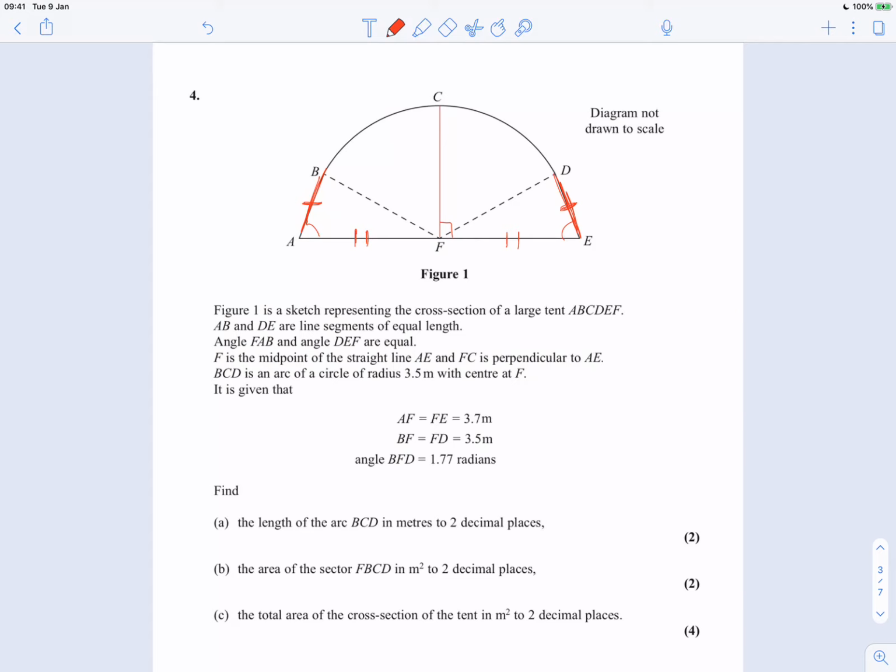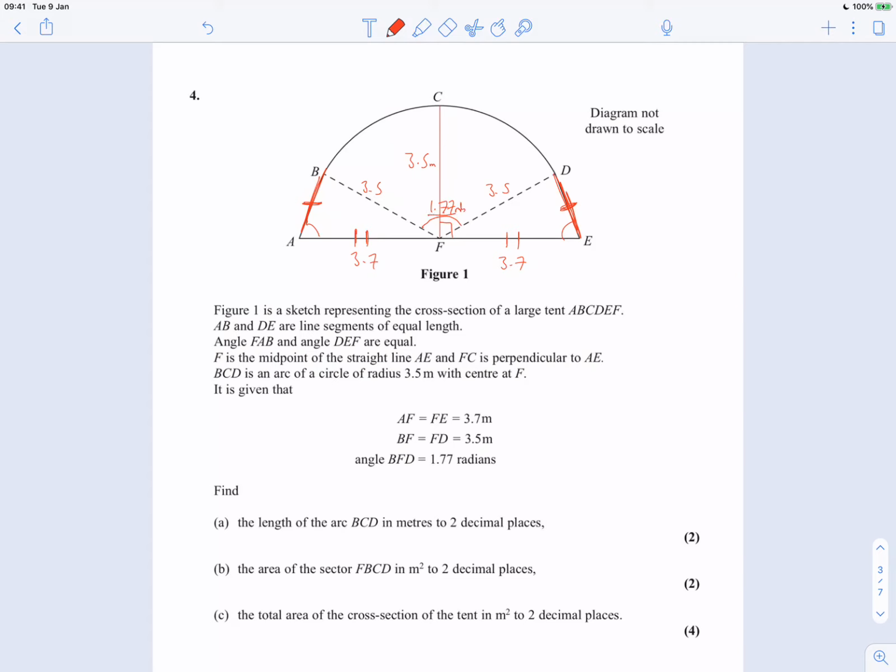BCD is an arc of a circle of radius 3.5 meters with center at F. Okay, so that's 3.5 meters. It is given that AF and FE are 3.7. Right, so that's 3.7. This is 3.7. BF and FD are 3.5, well, that's clearly 3.5 because they're radii of circles. And BFD is 1.77 radians. So this is 1.77 radians.